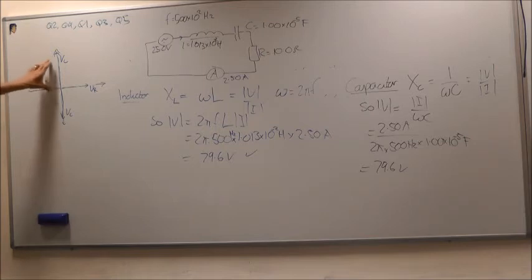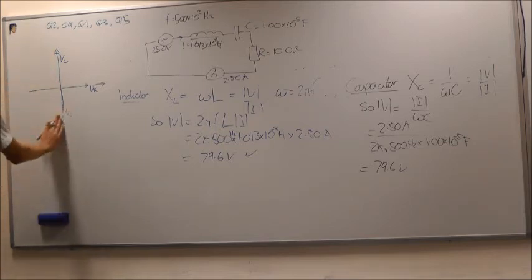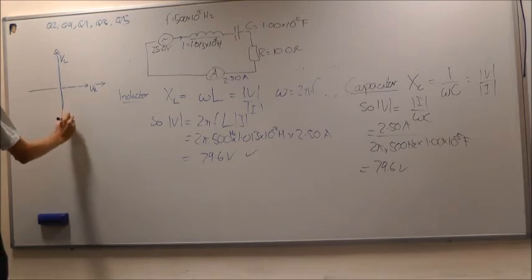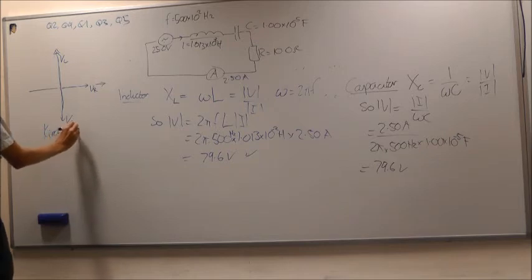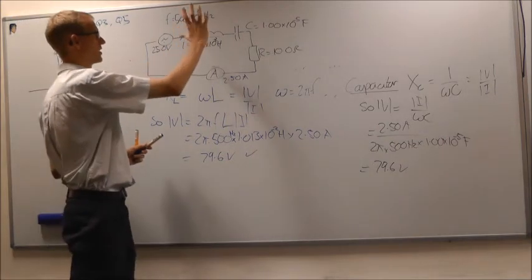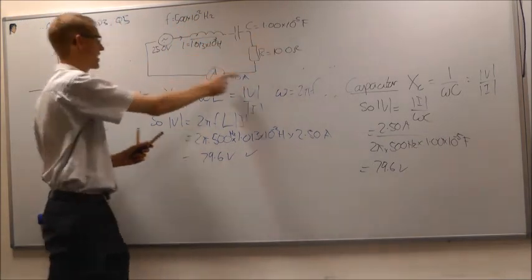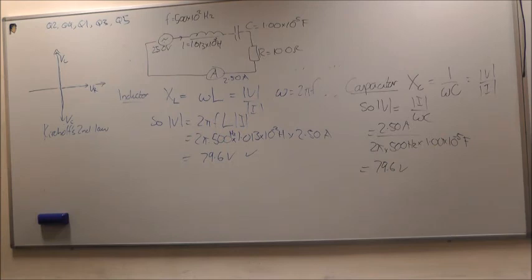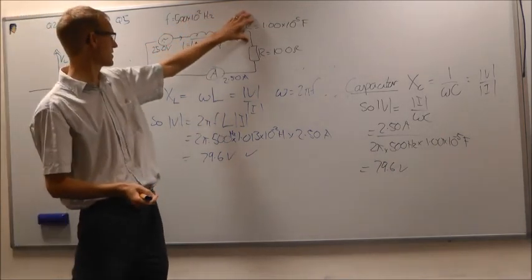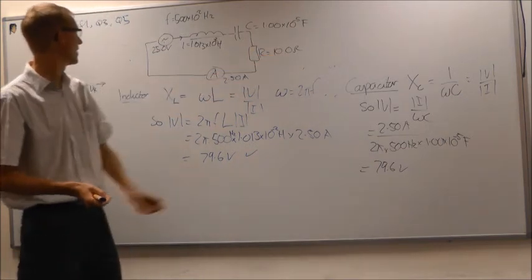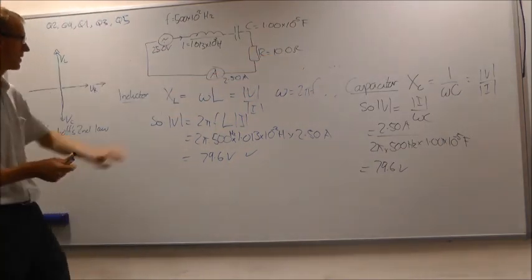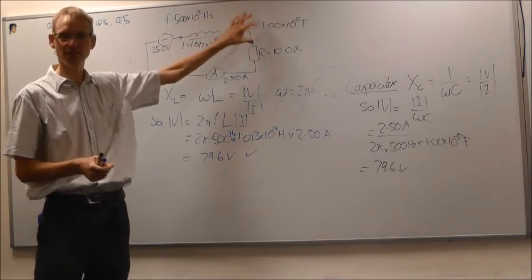Now, at resonance, these two are the same. So what is the total voltage around the loop? So Kirchhoff's second law says that the voltage there plus the voltage there plus the voltage there equals that, but it's not 79.6 plus 79.6 plus whatever that is, IR, 25, because these have different phases.